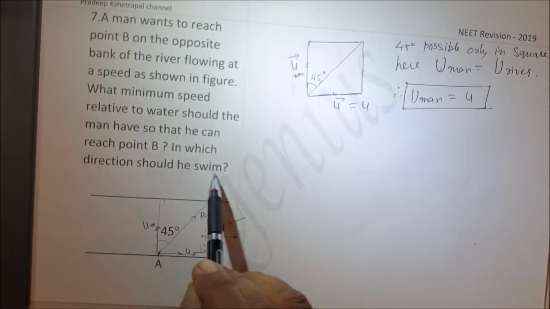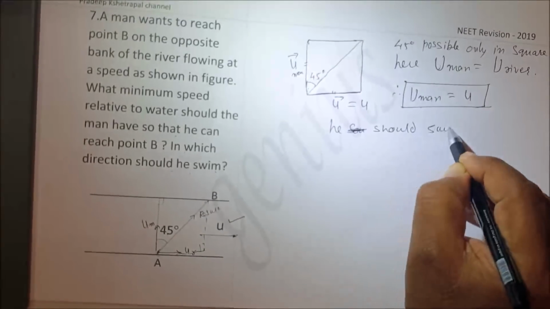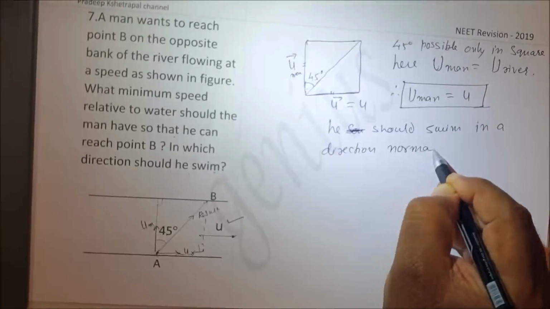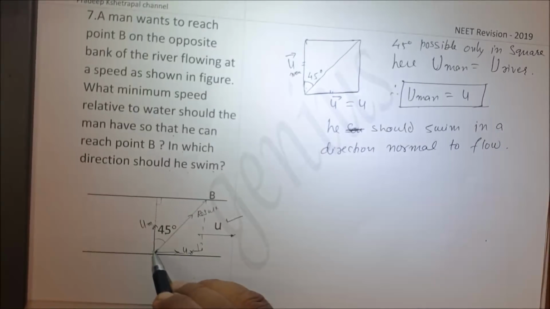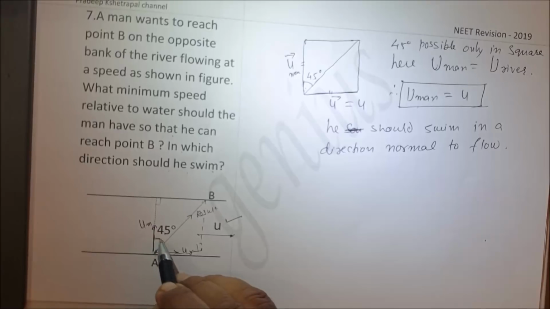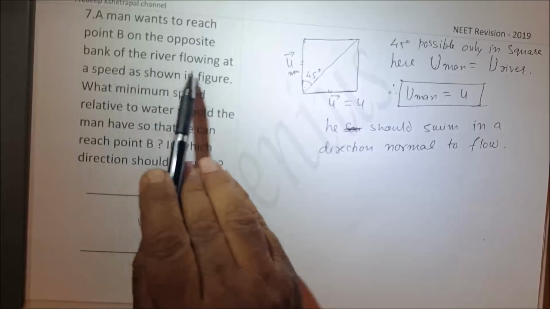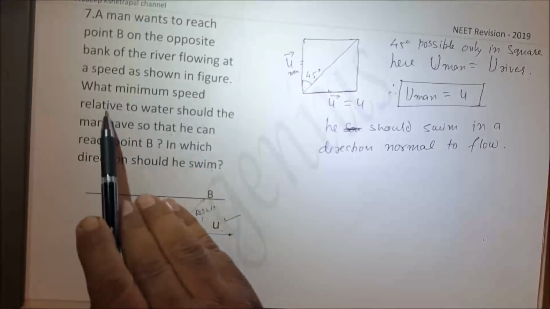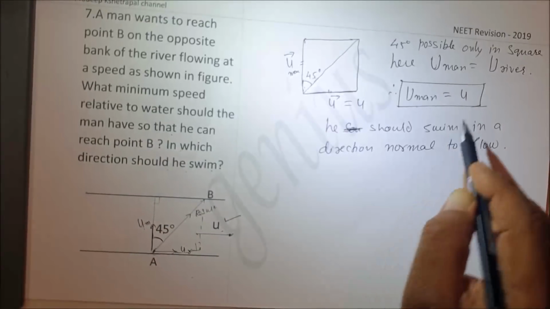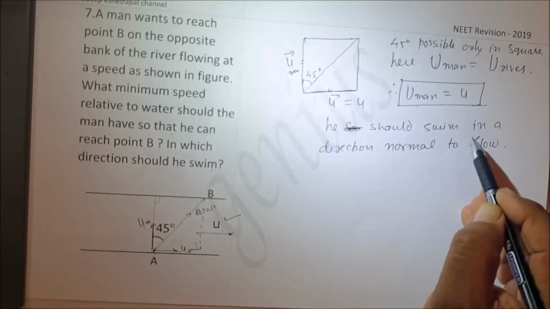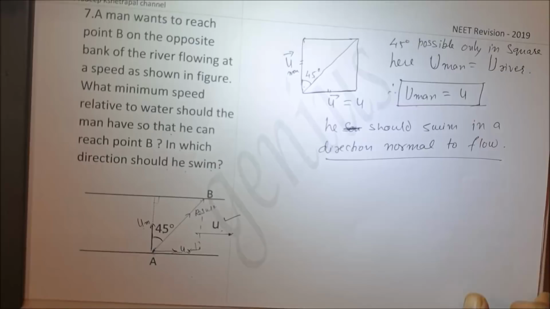In which direction should he swim? He should swim in a direction normal to flow, in this direction. Then it is 45 degree and he should keep this velocity U. So the man should have velocity U, direction normal to the flow. This is our answer for this question.